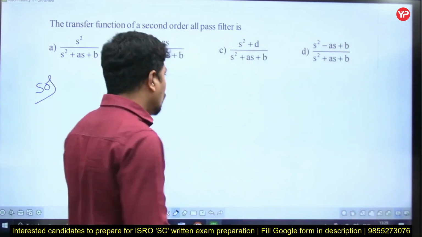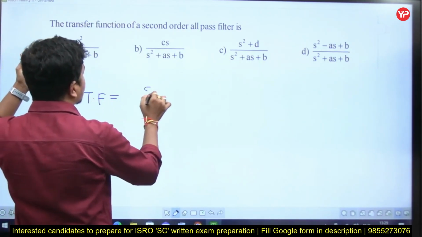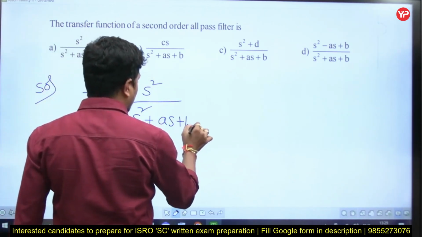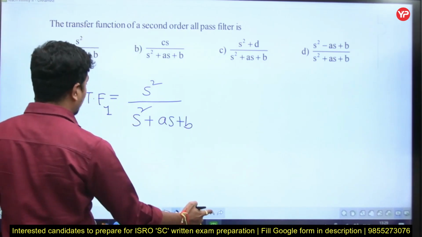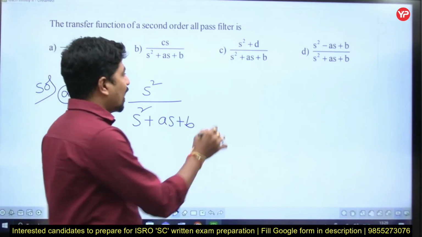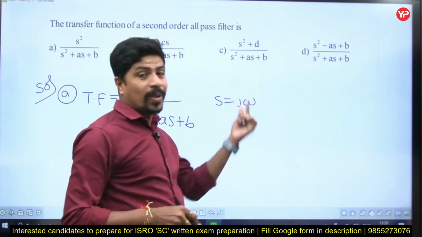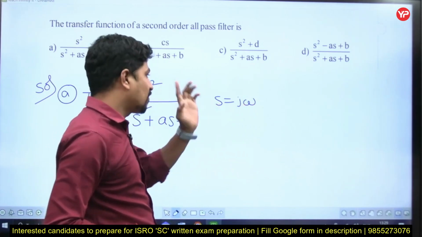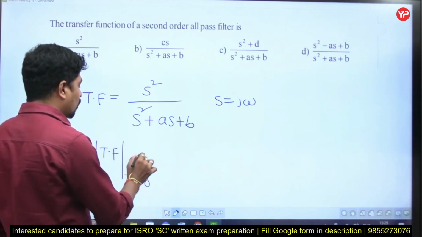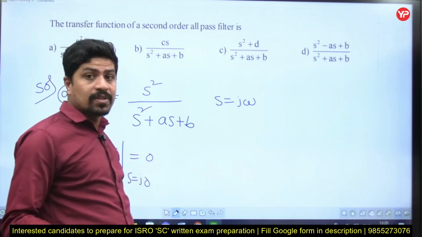You see how to check a filter, I'll tell you. I'm taking the first transfer function, that is S square by S square plus AS plus B. This is option A. Generally we substitute S equal to j omega, and put the value omega equal to 0 and omega equal to infinity. If you put S equal to j0, then the transfer function magnitude is 0, gain is 0. If gain is 0, that particular frequency is denied.